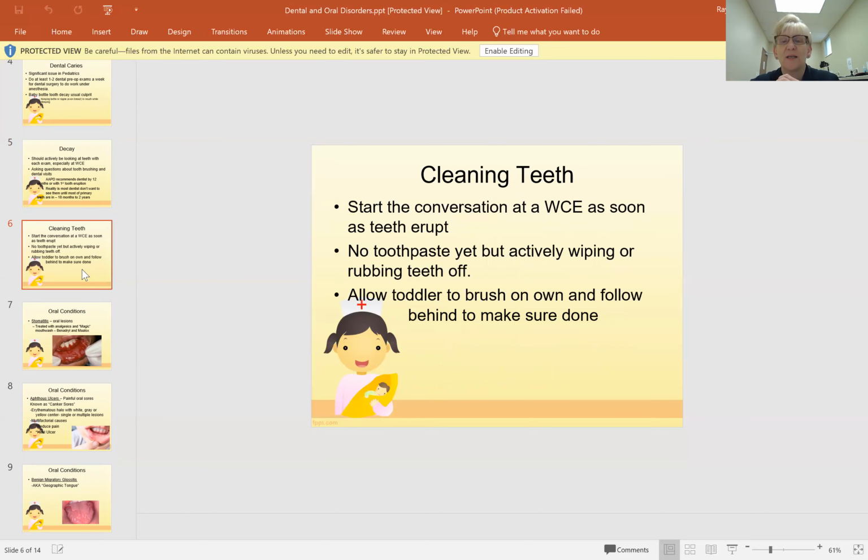I talked about this: start the conversation at a well child exam as soon as those teeth come out. You're not using toothpaste yet, but you're actively wiping. Sometimes there is what they call trainer toothpaste. You don't want anything with fluoride in it at this point because they're going to swallow more than anything. They're not able to brush and spit out. With your toddlers, you're trying to teach some independence. So you want them to brush, but you're going to have to follow up behind them and make sure it's done right.